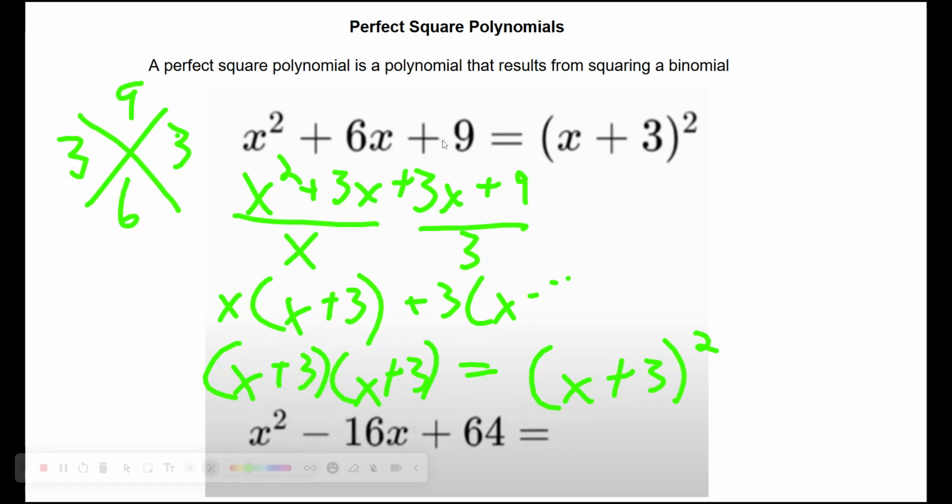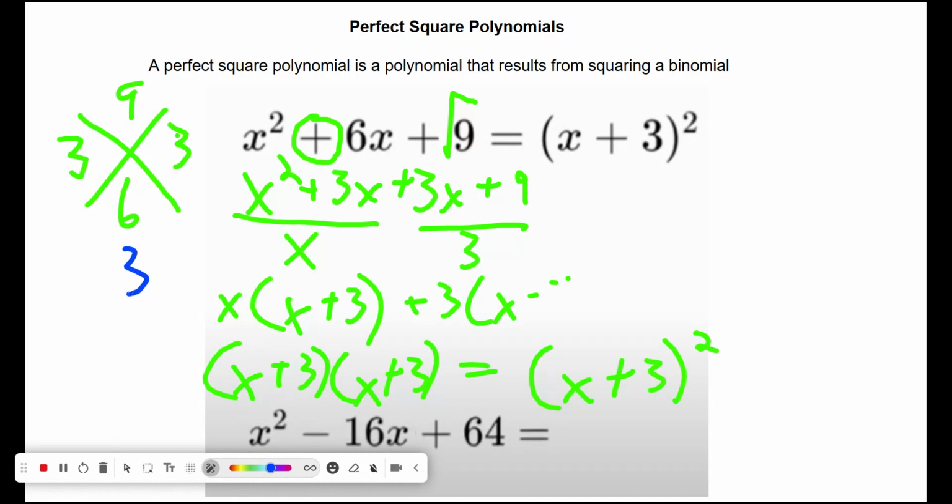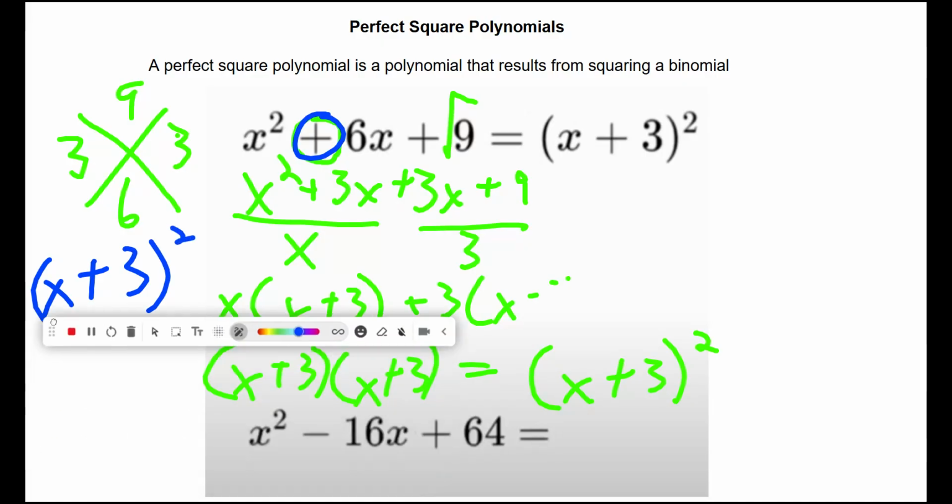We can also use a little bit of a shortcut. If we see a perfect square here, we take the square root of the last term and copy the sign. Square root of 9 is 3. And if we copy this symbol here, x plus 3 squared. So let's take that down to the bottom here.